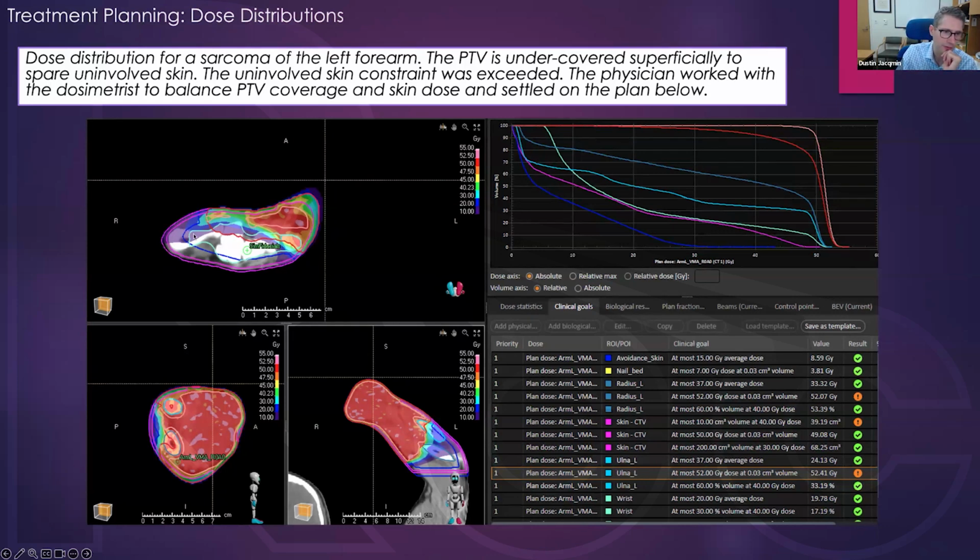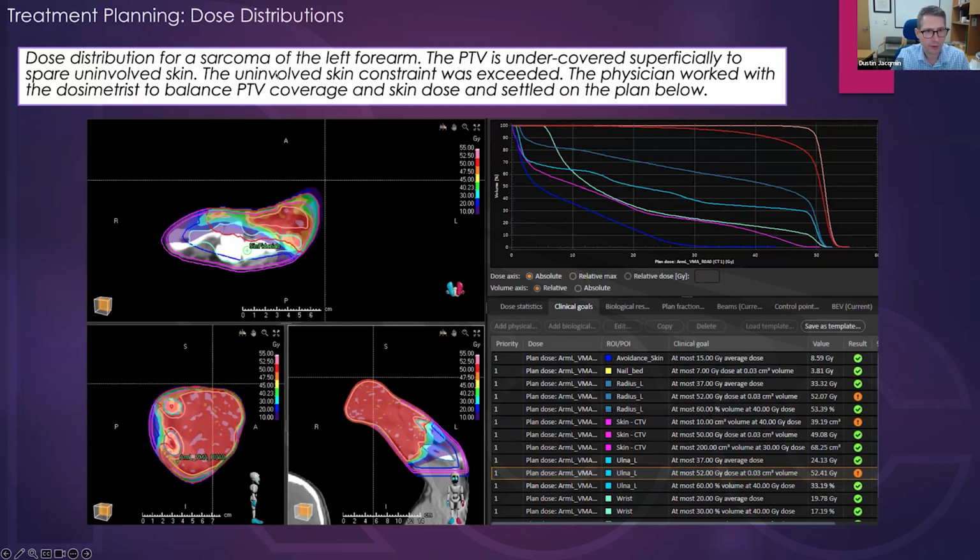We discussed previously the wrist. The wrist is being really aggressively spared. And then on the radius and ulna, the arm bones, we're just trying to keep hot spots out of those regions. You can see they're a little bit colder than the rest of the PTV. This has some 105% in here. There's no 105% in the radius and ulna.